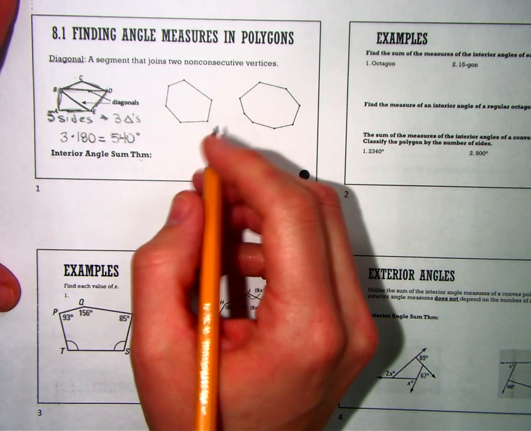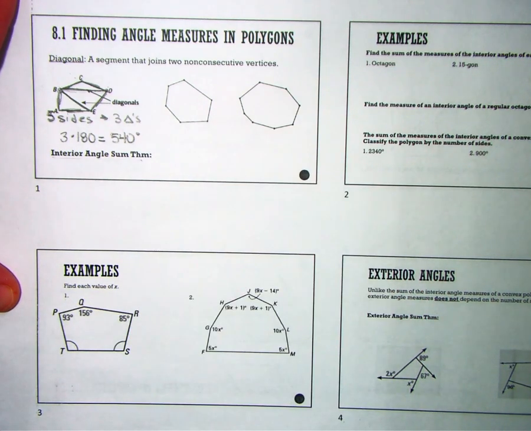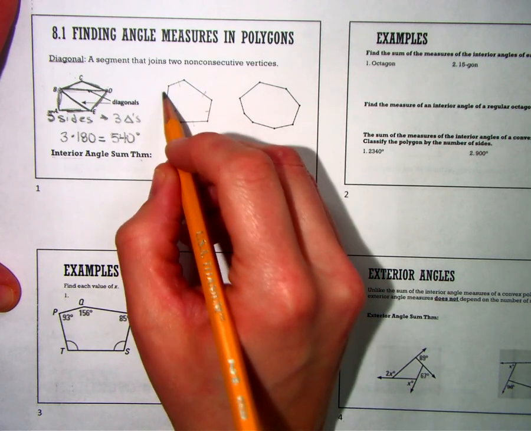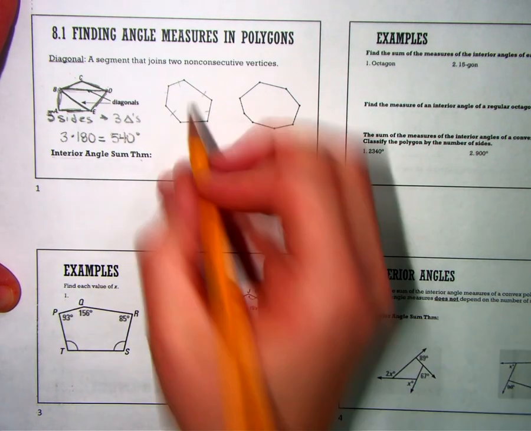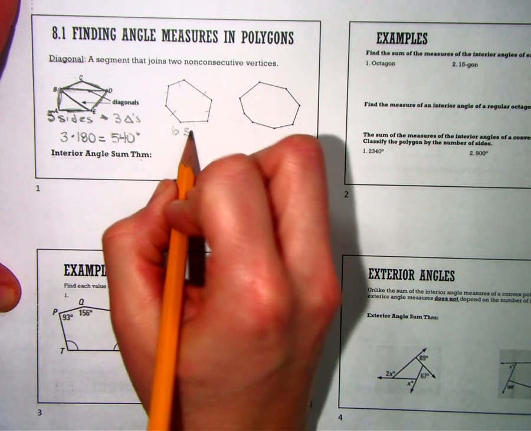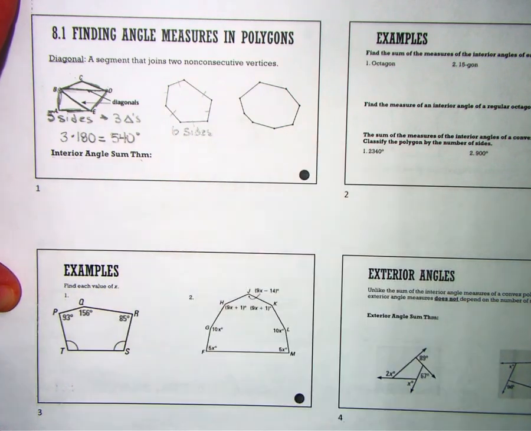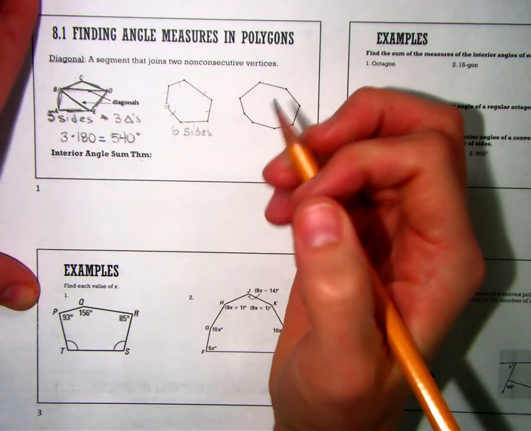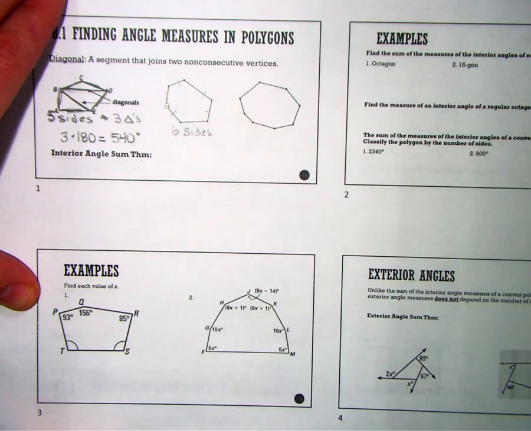You multiply it by the number of triangles. But we have to figure out how many triangles it has, right? So what about this one? 1, 2, 3, 4, 5, 6 sides. Okay? So if it has 6 sides, how many triangles does it have? So pick a vertex to start. I'm going to pick this one right here. And we're going to draw a diagonal to all of the other vertices.